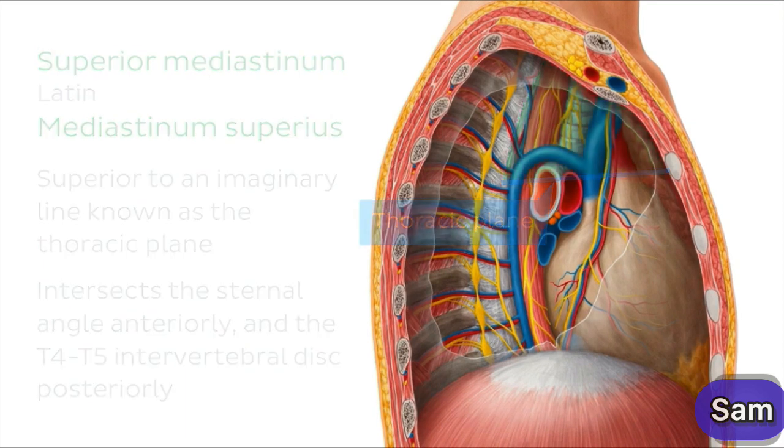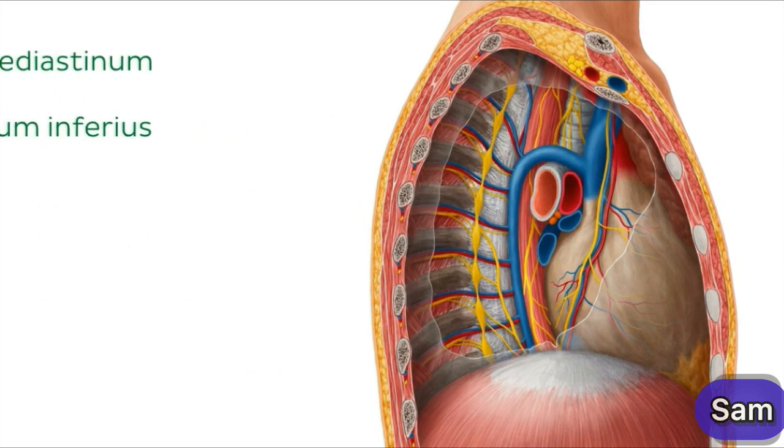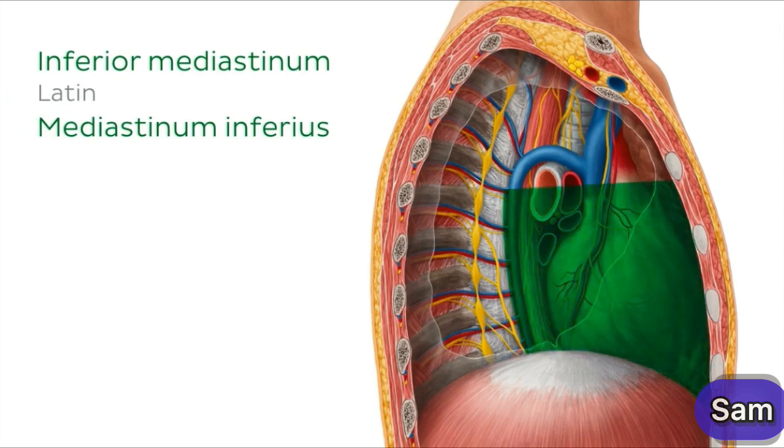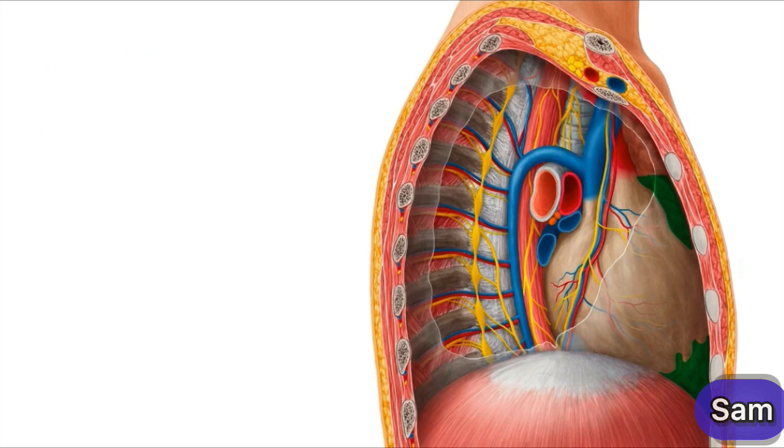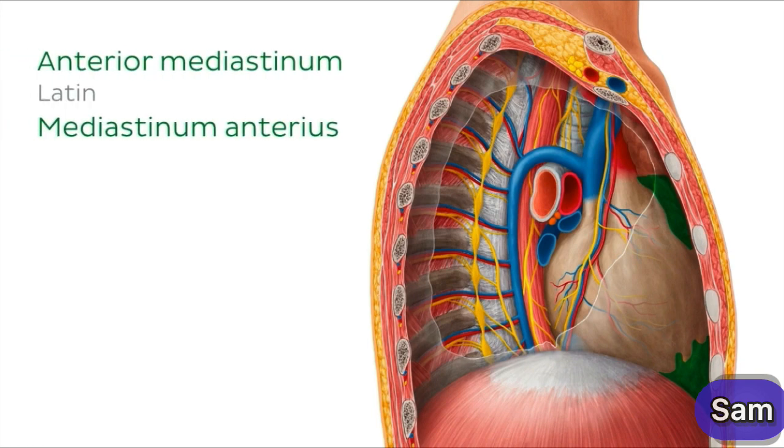And of course, if we have a superior, there must also be an inferior mediastinum. And as you can see, this is the space inferior to the thoracic plane we just mentioned. And guess what? We can divide this one up even more. So the inferior mediastinum is actually further subdivided into 3 smaller subsections, mainly in relation to the pericardial sac around the heart. And anterior to the pericardial sac is the anterior mediastinum, which is more of a potential space limited by the anterior thoracic cage.